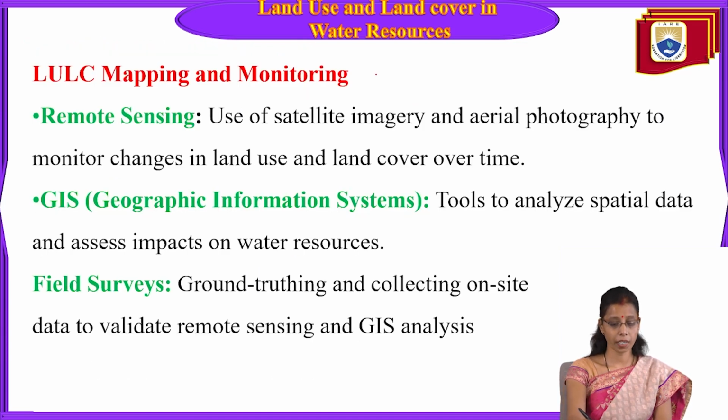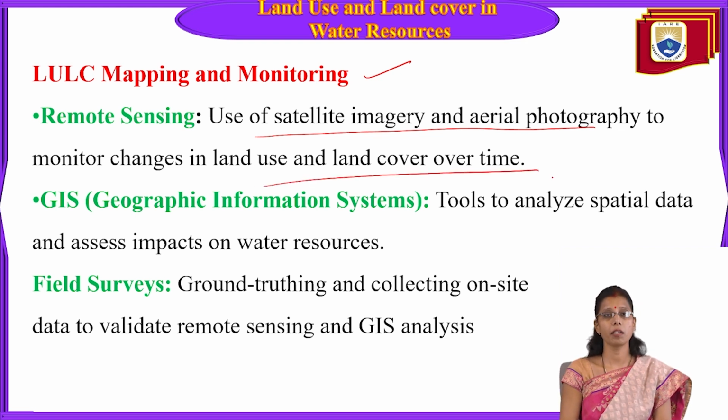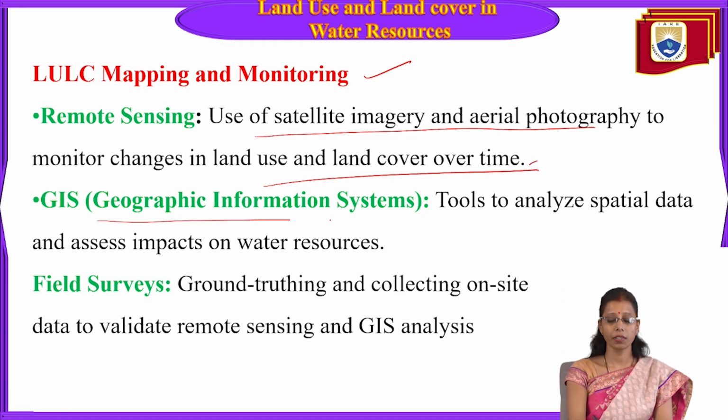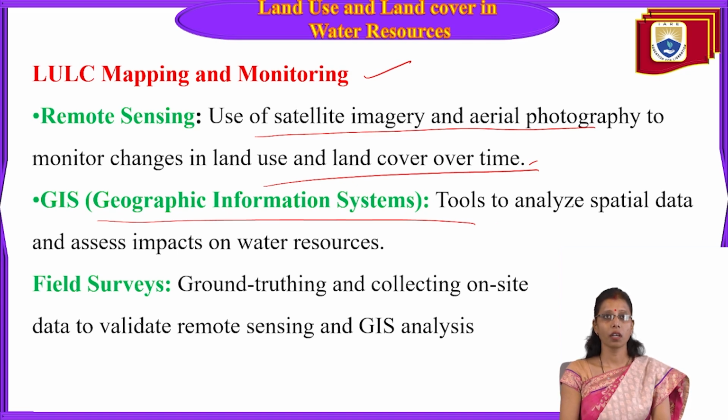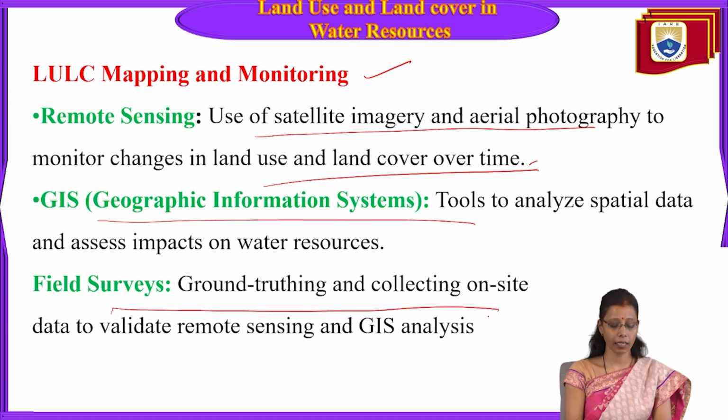Now, LULC mapping and monitoring. When we talk about mapping and monitoring, remote sensing uses satellite imagery and aerial photographs to monitor changes in land use and land cover over time. Remote sensing, as we have studied in the previous lectures in the first and second modules, will provide the data for land use and land cover preparation and tell you about changes over time. GIS gives the tools to analyze the spatial data and assess the impacts on water resources. And field surveys and ground truthing, collecting on-site data, validate remote sensing and GIS analysis.